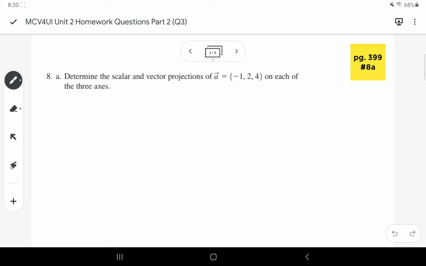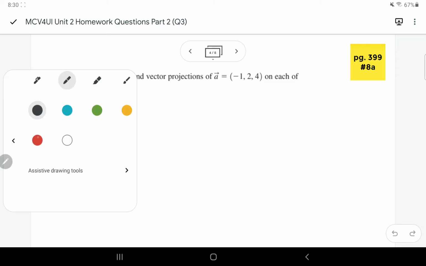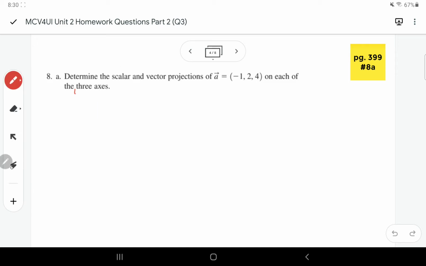from the projections lesson. So this first one is 8A, and it says determine the scalar and vector projections of vector A onto each of the 3 axes. So I think probably the sticking point was not knowing what vector to use. So remember that you've got those i hat, j hat, and k hat vectors that are representative of the x, y, and z axis.